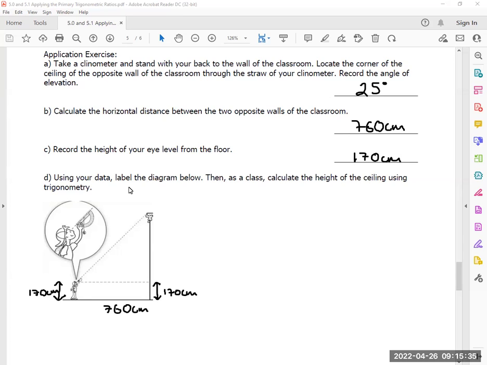Using your data, label the diagram below. So I also have this angle to be 25 degrees. As a class, calculate the height of the ceiling. I'm going to call this portion X, because I don't want to confuse it with hypotenuse.